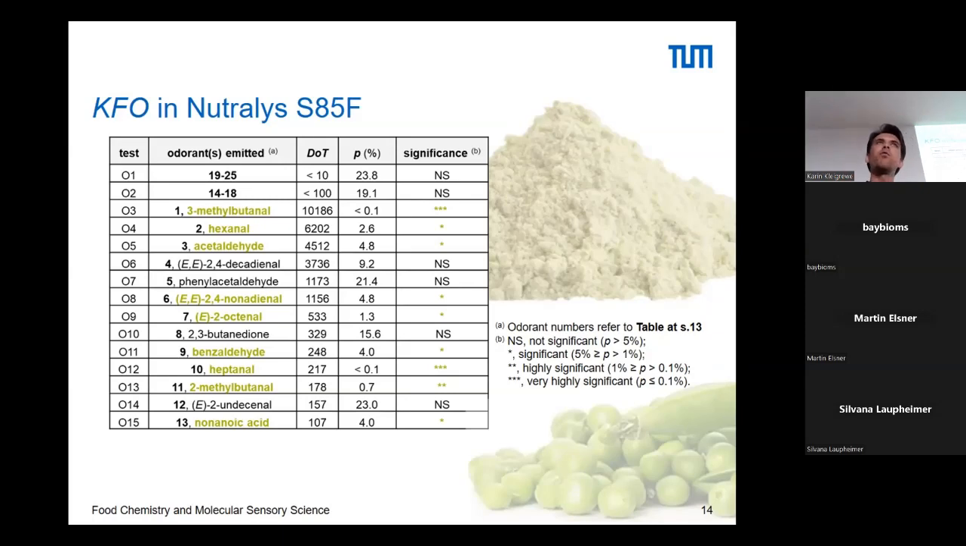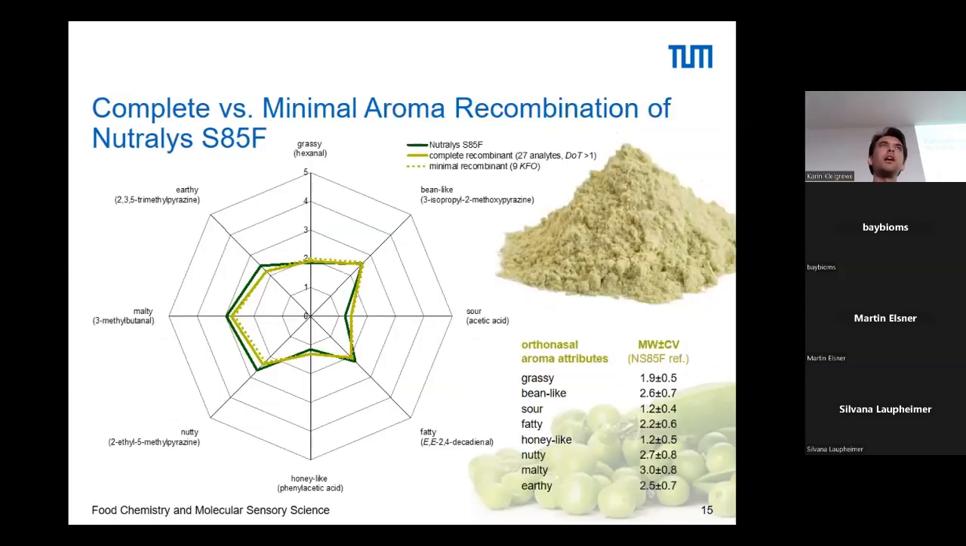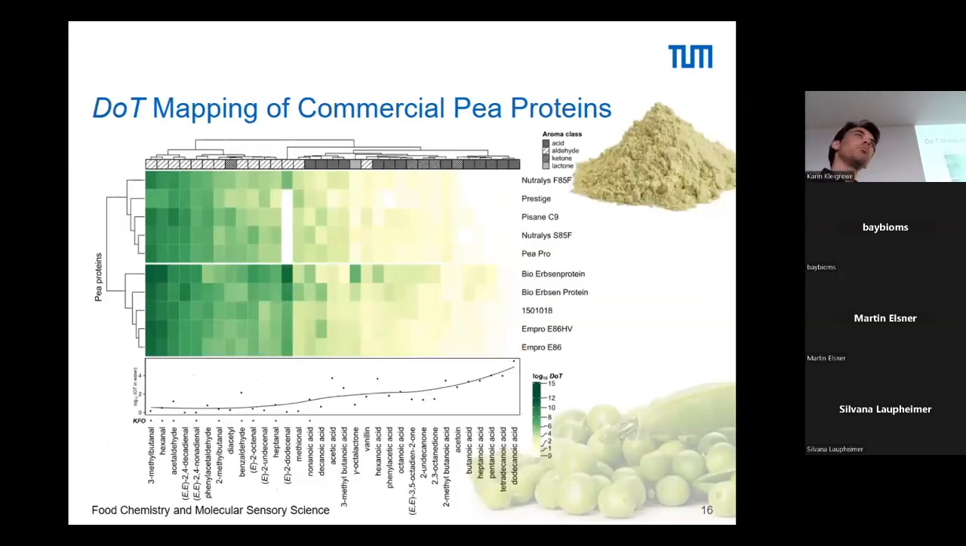In the next step, we then wanted to know, are these 9 KFOs really enough to make a kind of minimal recombinant and still get a convincing aroma profile in comparison to the reference, so the Neutralis S85F protein, as well as to the complete recombinant. And this is represented with these dotted lines, and you can see that these 9 KFOs are really enough to re-engineer authentic pea protein aroma, underlining once again their role as key food odorants. But we performed all of these Sensomics aroma decoding just with one pea protein, the Neutralis S85F pea protein.